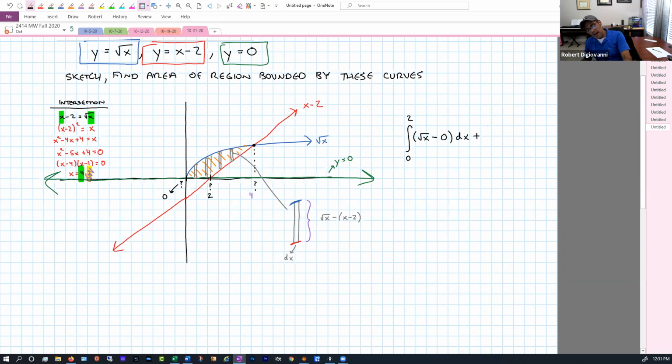Then we'll add to that whatever we get when we do the integral from 2 to 4. And this time we can use that formula that we came up with earlier. It's the blue one on top minus the red one, dx. And now each of those could be done.